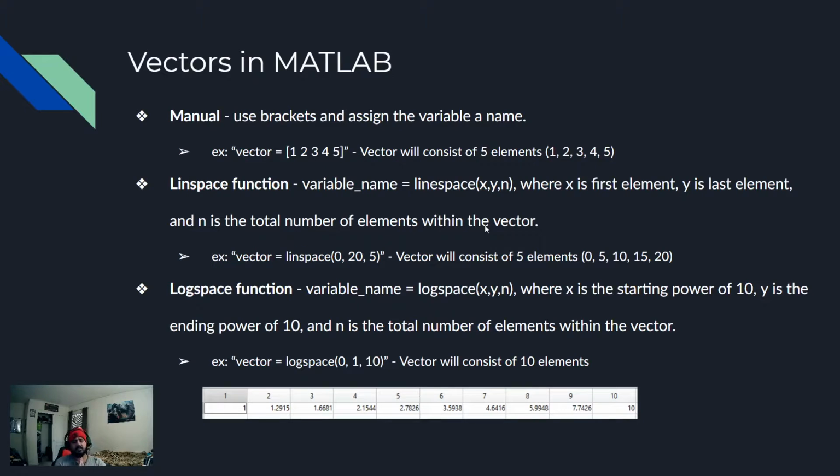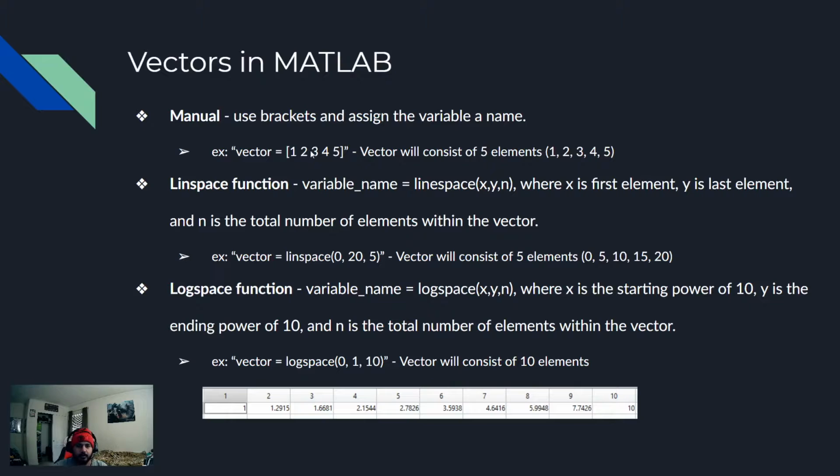So let's start with vectors. So a manual input of a vector within MATLAB. What you want to do is use two square brackets and assign the variable a name. You can say x, y, whatever you want, is equal to brackets, close brackets, and inside you can put in all the different elements that you would want within the vector.